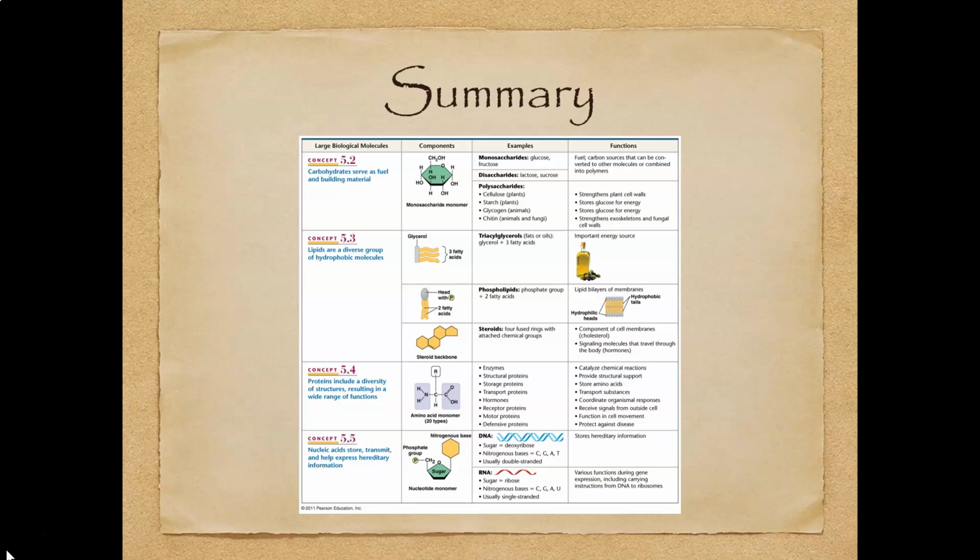So this is just a nice summary table that goes over all the big pieces. What are the components? What are some examples? What are the major functions of the different macromolecules? This might be a nice study tool to come back to in terms of major overarching pieces for this particular section. And that's a wrap on macromolecules.